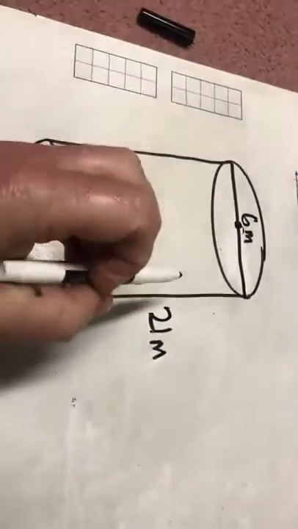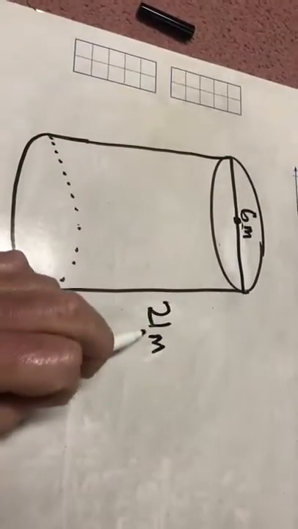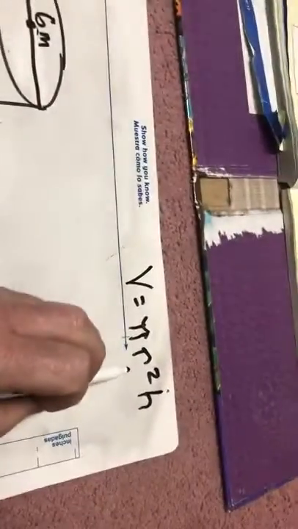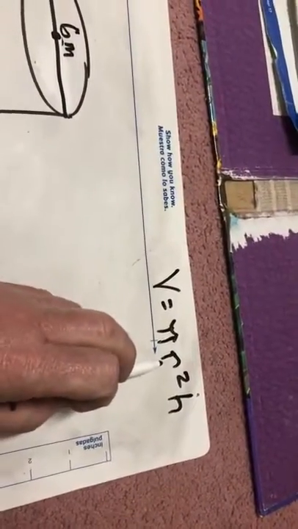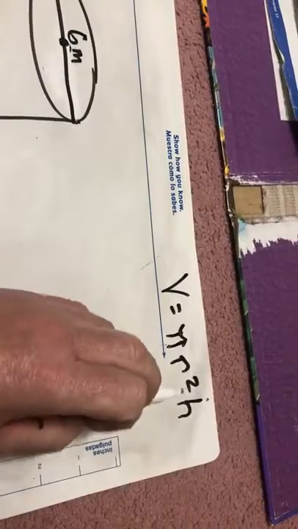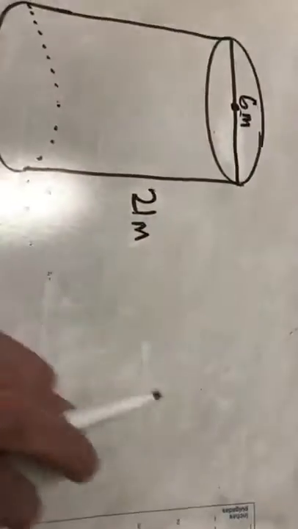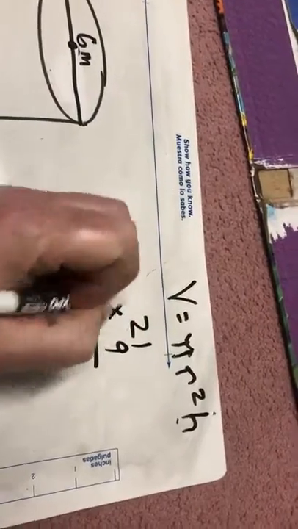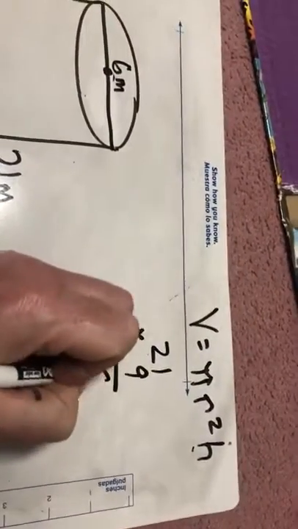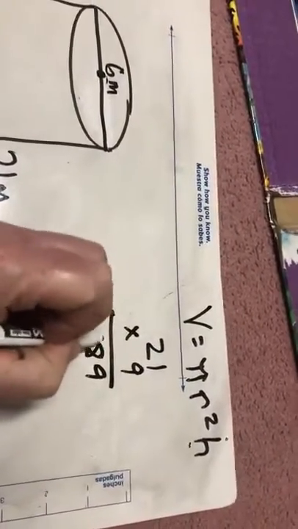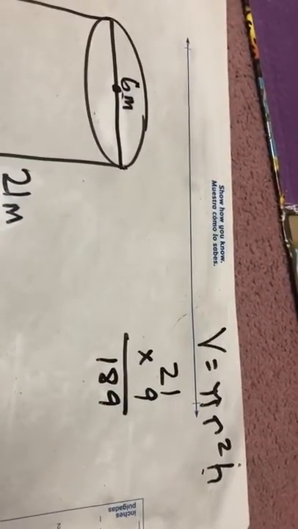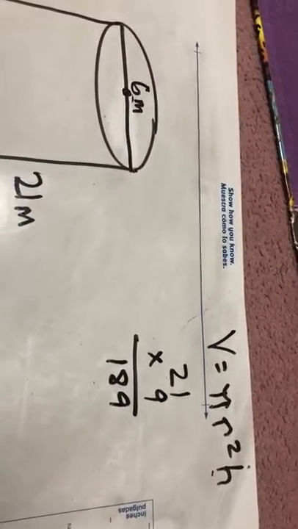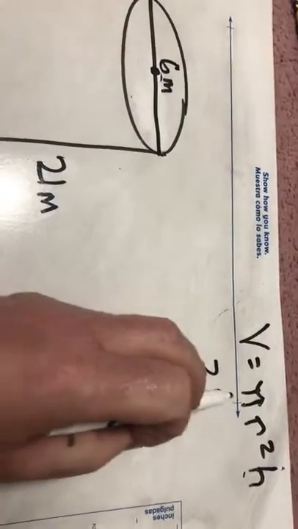Okay? Then I can take 9 times my height, because my radius squared is 9. My radius was 3. I squared it. 3 times 3 is 9, times my height, which is 21. So I can just come over here real quick and do 21 times 9. That's not hard. 9 times 1 is 9. 9 times 2 is 18. I get 189. And now it's time to multiply this by pi.